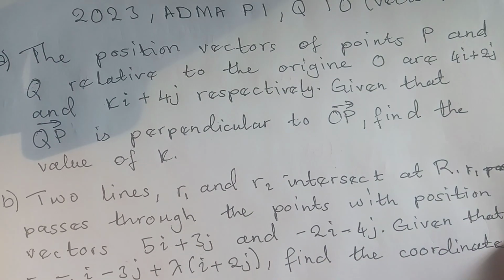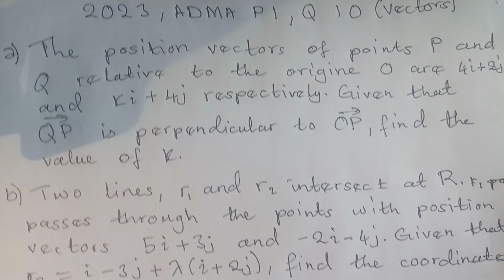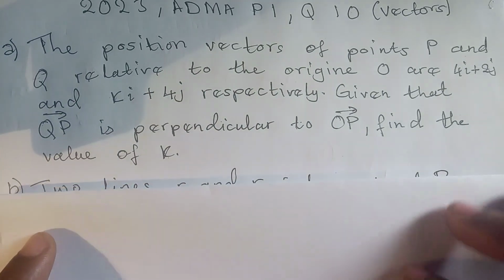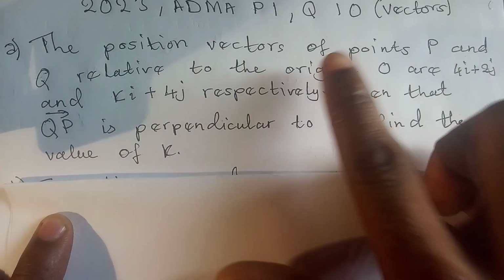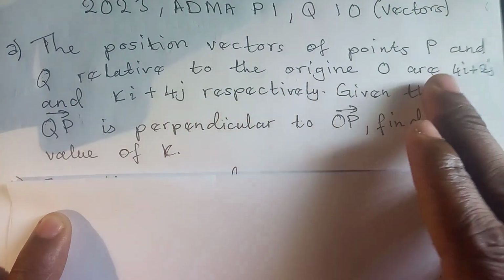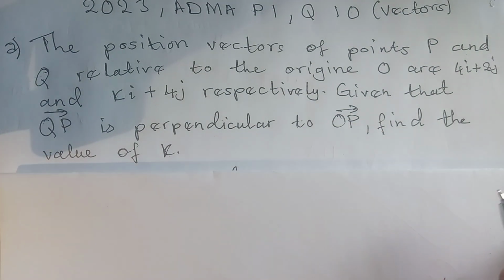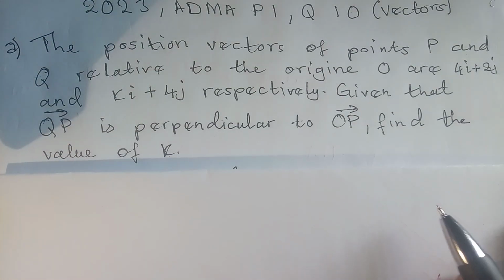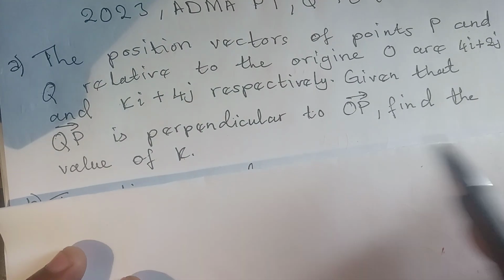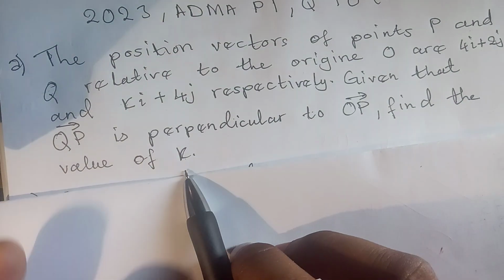So this is 2023 ADDMA Paper 1, question 10 on vectors. Part A is saying the position vectors of points P and Q relative to the origin O are 4i plus 2j and ki plus 4j respectively. Given that QP is perpendicular to OP, find the value of k.